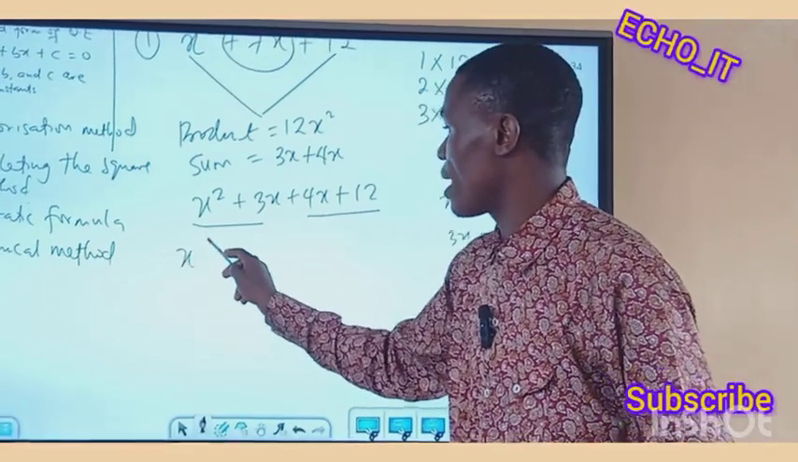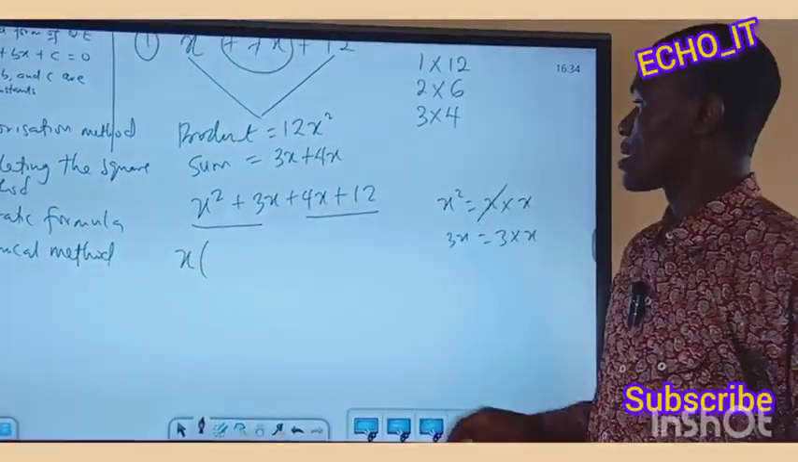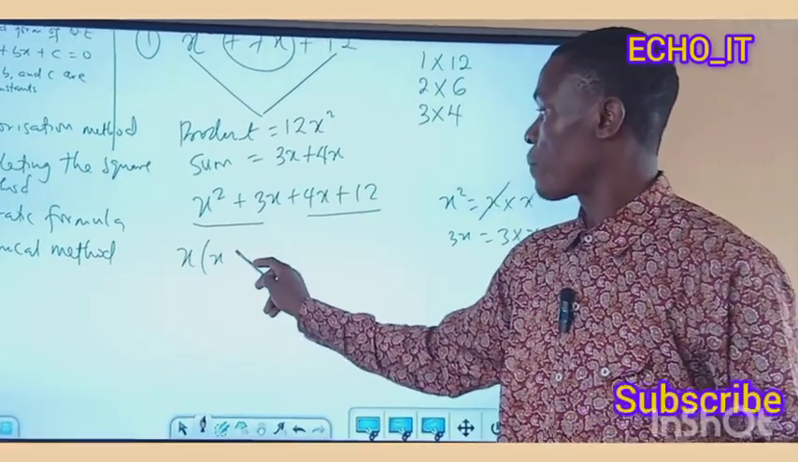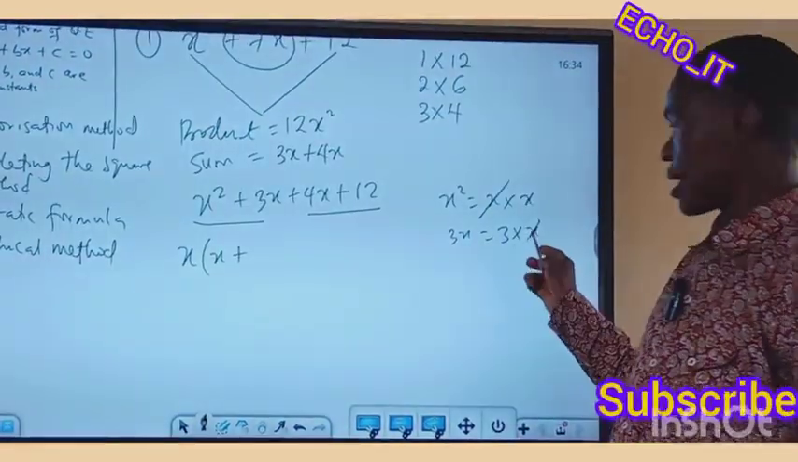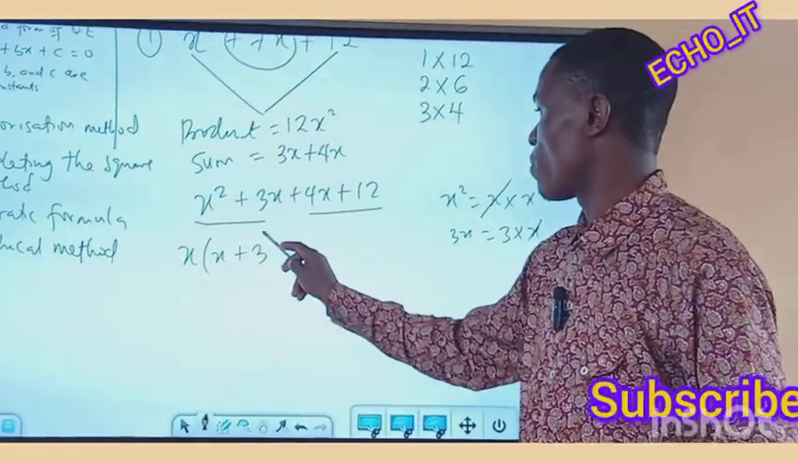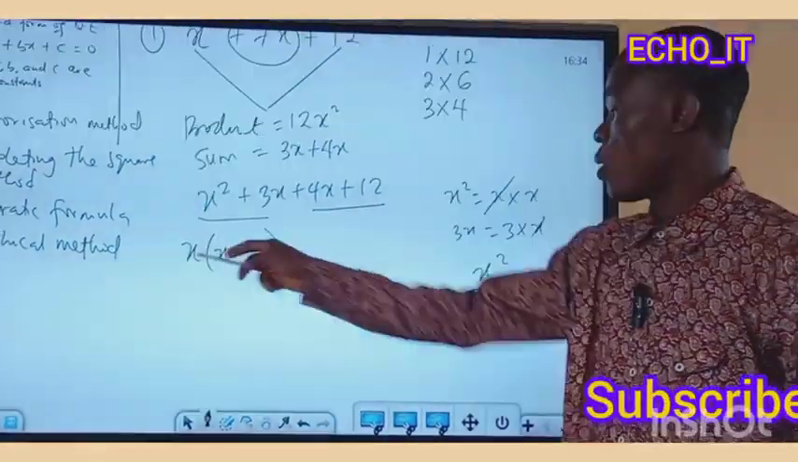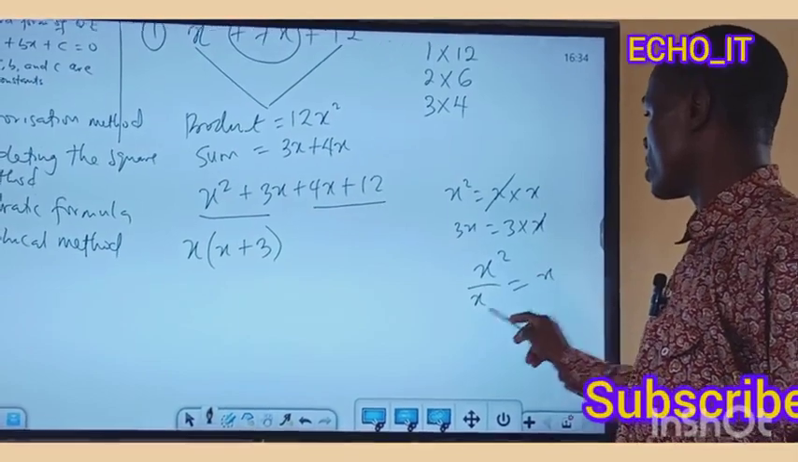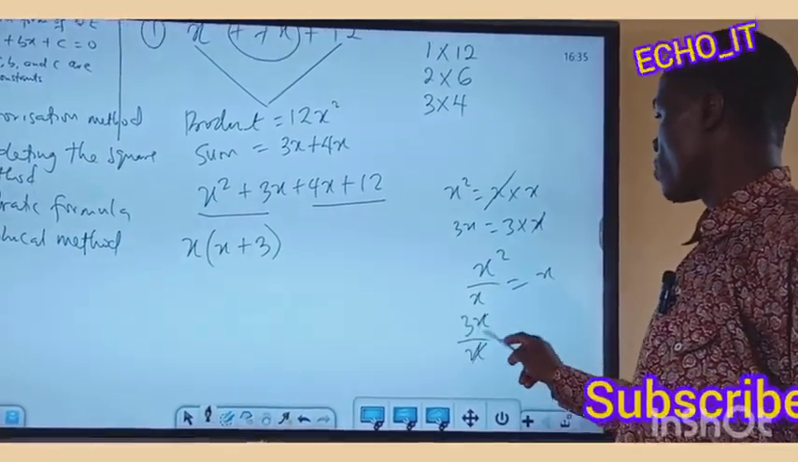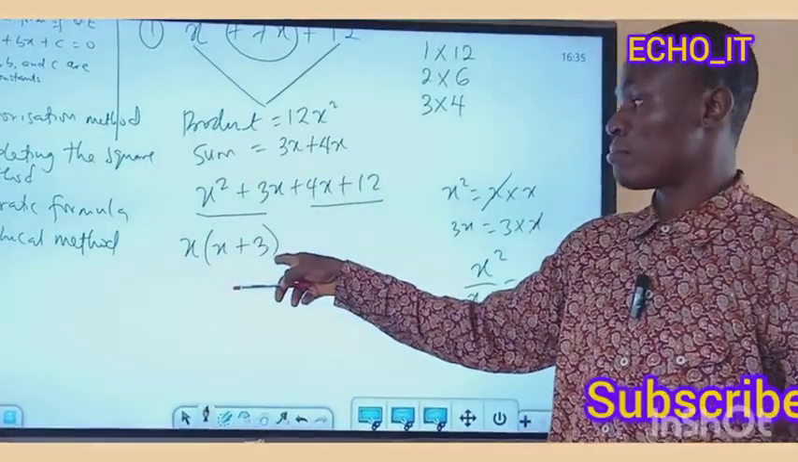So we factor out x here. If you bring out x, you have x inside, plus 3. What we did here is x squared divided by what we have outside, that will give us x. Then the other one, 3x divided by x, we have 3. That's how we got these terms inside.